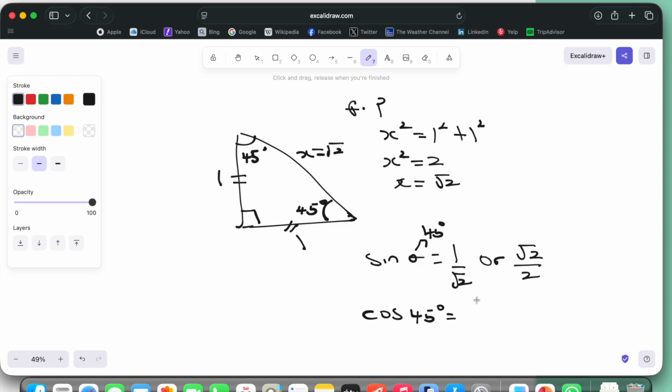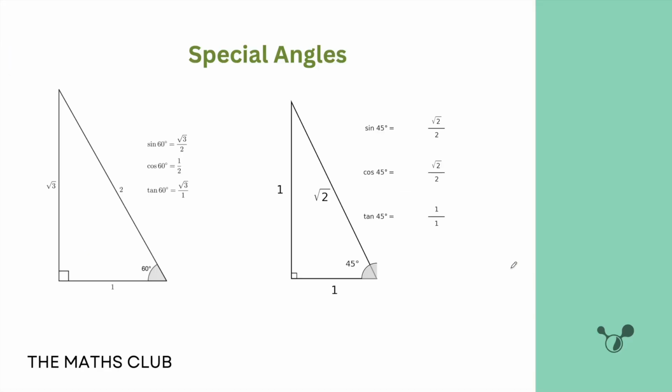Great. 1 over root 2, or root 2 over 2. So if I have my tan 45 degrees, it is opposite over adjacent. You can use this guy. Opposite here is 1, adjacent here is 1. So 1 over 1 is 1. So this is how they were able to get all these values. It did not just jump from the sky. So you could see root 2 over 2, root 2 over 2, and 1.